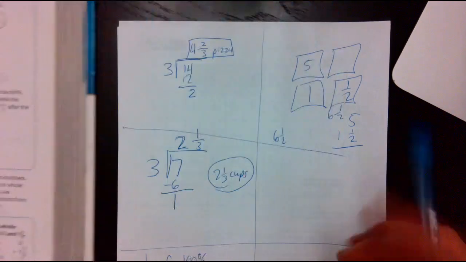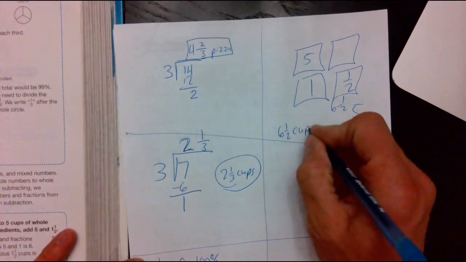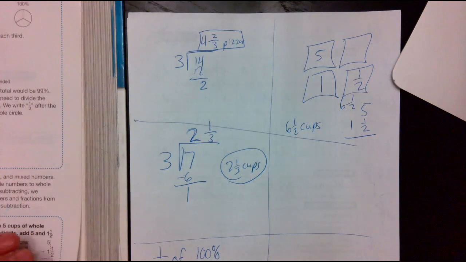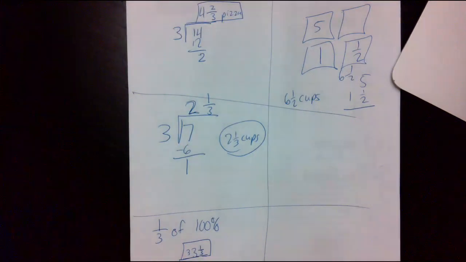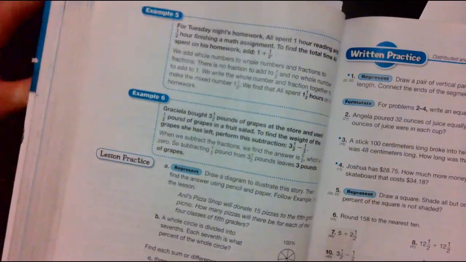We came up with 6½ what? 6½ cups. Remember, if you ever see Mrs. Bauer in the hallway, you just say, box. She loves that. All right, number 5.